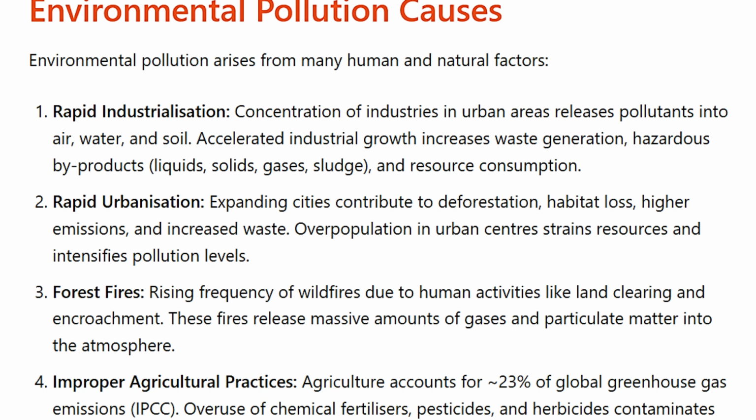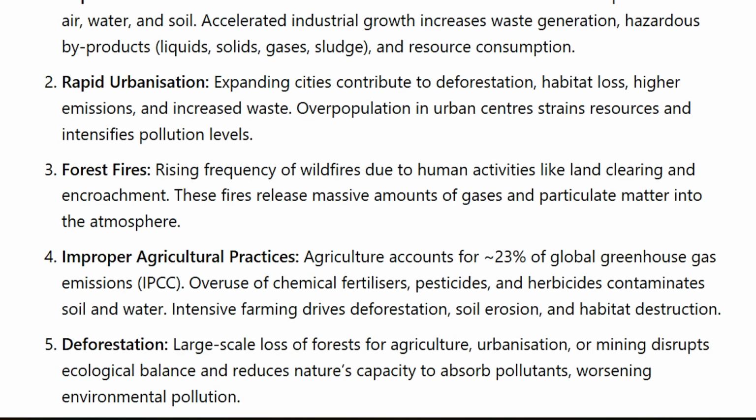Forest fires. Rising frequency of wildfires is due to human activities like land clearing and encroachment. These fires release massive amounts of gases and particulate matter into the atmosphere. Improper agricultural practices. Agriculture accounts for 23% of global greenhouse gas emissions. Overuse of chemical fertilizers, pesticides, and herbicides contaminates soil and water. Intensive farming drives deforestation, soil erosion, and habitat destruction.